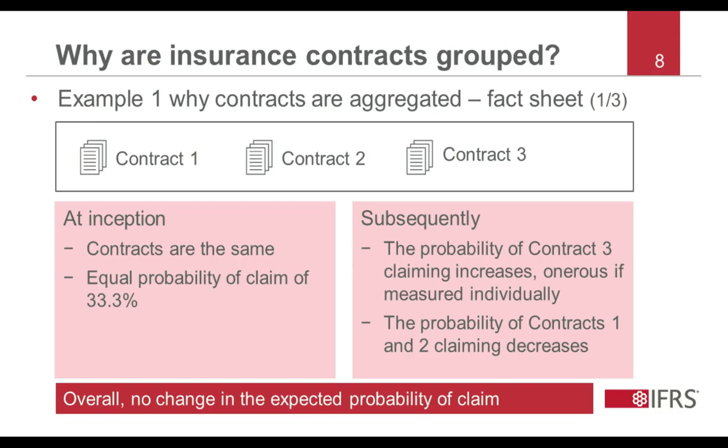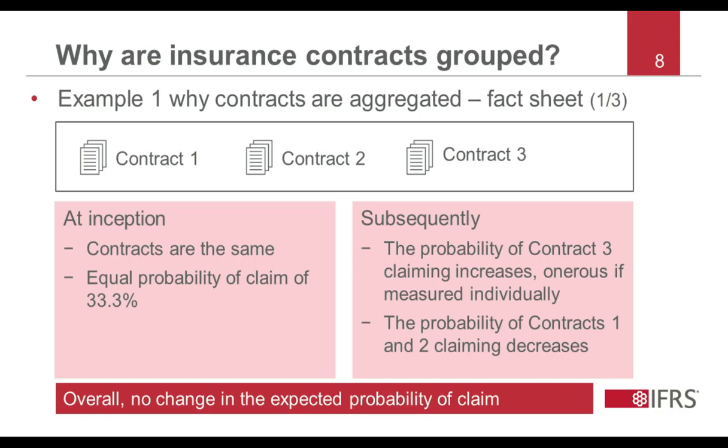In this example, 3 insurance contracts are entered into. At inception, the contracts are identical. Each contract has an equal probability of 33.3% of making a claim. As a simplification, the risk adjustment and the discount rates are assumed to be nil.